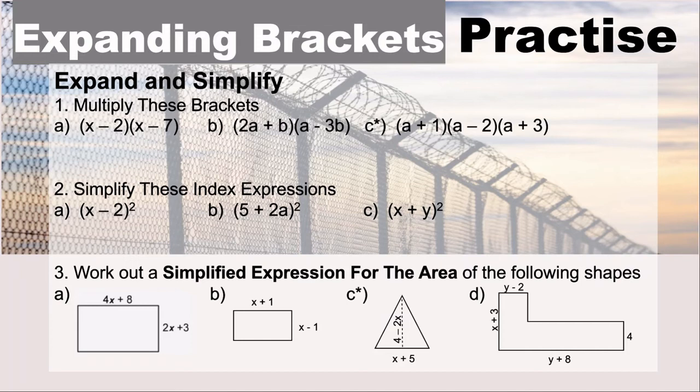In question 2, you are simplifying these index expressions. Remember what an index means, particularly an index of 2. That means you're multiplying the base by itself, so you have 2 of those bases multiplied together. And for question 3, you're going to work out a simplified expression for the areas of these shapes. If you think you know how to get started with that, go ahead and hit pause and do that now.